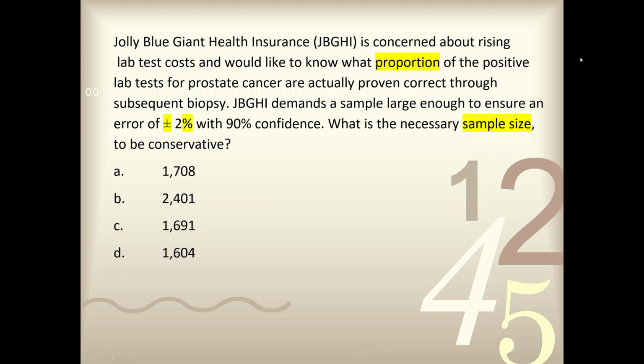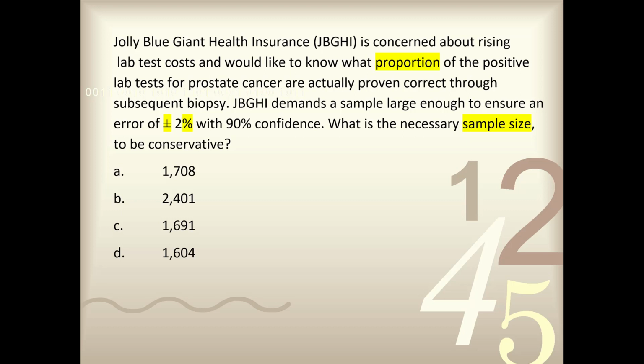Okay, here's another problem, and I've highlighted in yellow some of the things that would indicate what type of problem it is. So this insurance company is concerned about rising lab test costs and would like to know the proportion of the positive lab tests for prostate cancer that are actually proven correct through subsequent biopsy. So Jolly Blue Giant Health Insurance demands a sample large enough to ensure an error of plus or minus 2%. The fact that the error is in percent, there's a percent sign for that error, tells you it's a proportion problem. And I'm willing to go with 90% confidence. So how big a sample do I need?